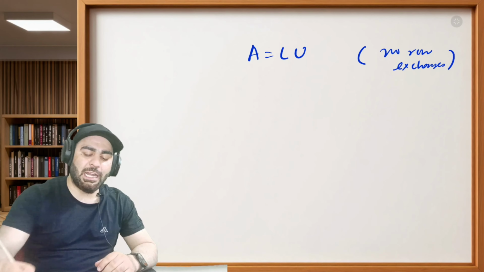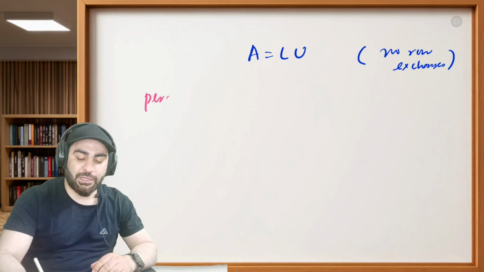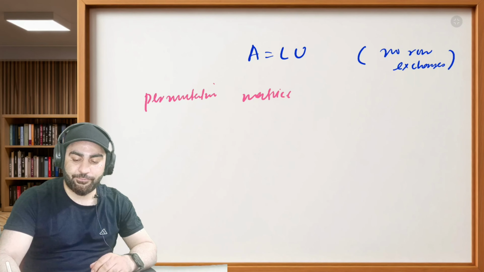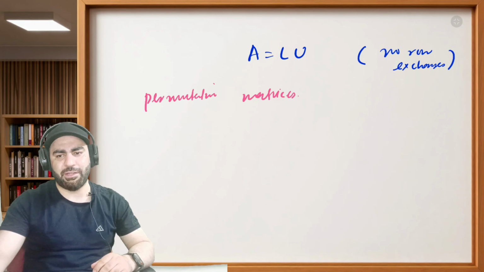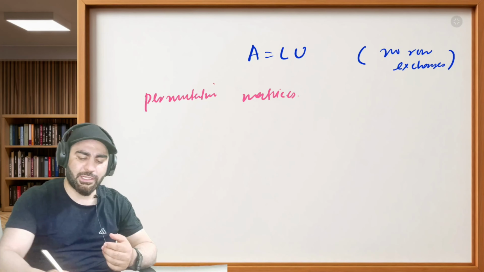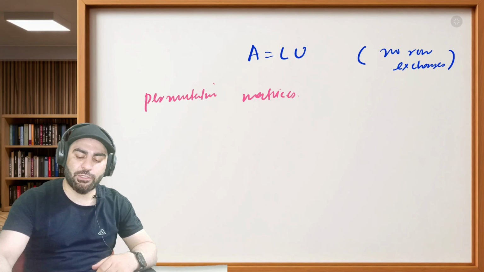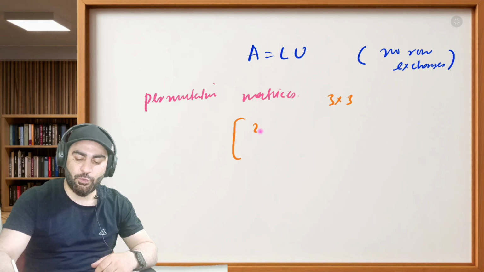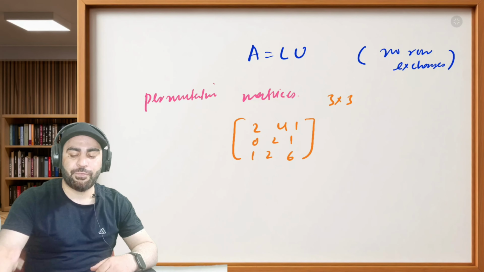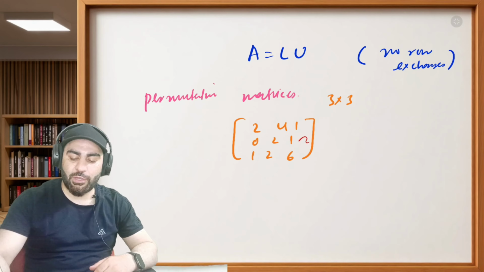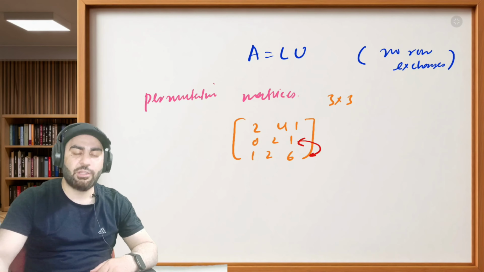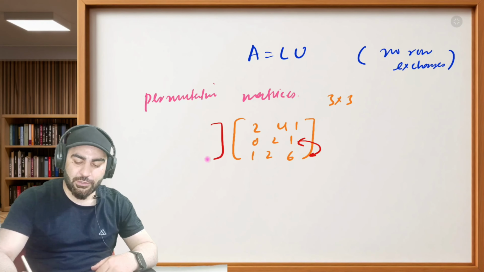To study that, we need to go to what are called permutation matrices. So what is a permutation matrix? If somebody asks you, suppose I am given a 3 cross 3 matrix, 2 4 1, 0 2 1, 1 2 6, something of this sort. If I have to exchange rows, say this row and this row, can't you say I'll do something of this sort?